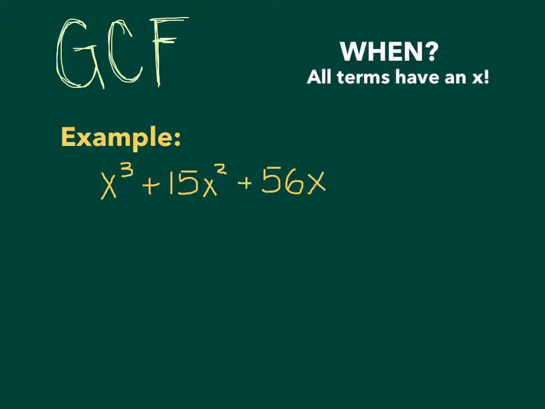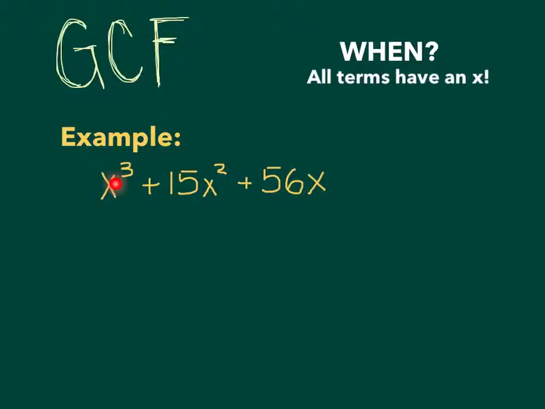The goal will be to get at least part of the polynomial back down to degree 2 so that we can factor that using our normal techniques. So this method really only works when all terms have at least an x with them. So let's look at this example.